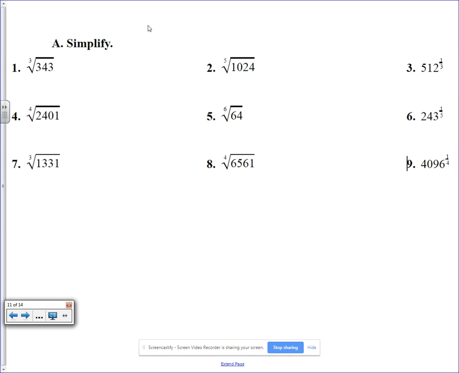Okay, so to read this is the third root of 343. Does everybody see that okay? To read this is the fifth root of 1024. Everybody good there? Now, the question is, do you remember how to put this in your calculator?